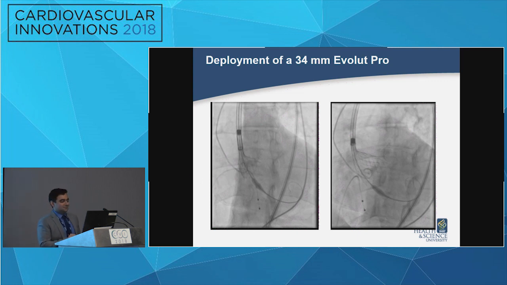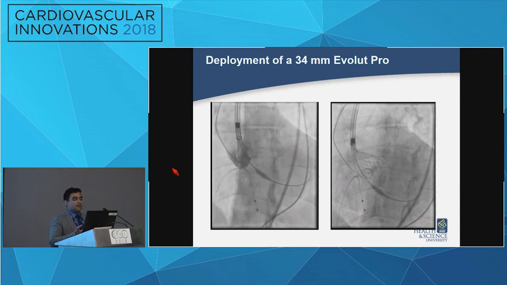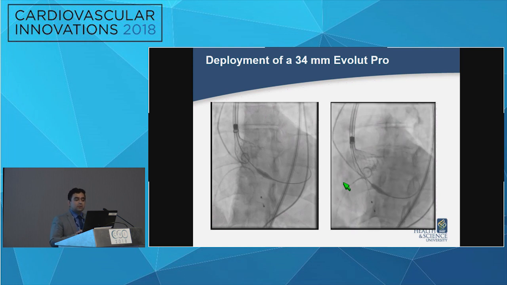Good question, though. So here we are deploying the valve. We did this very slowly, very carefully, without pacing. You can see the first injection. We're deploying the valve, and we're happy with the position here. We unsheathed the valve a little bit more. Another aortogram, and no leak there.